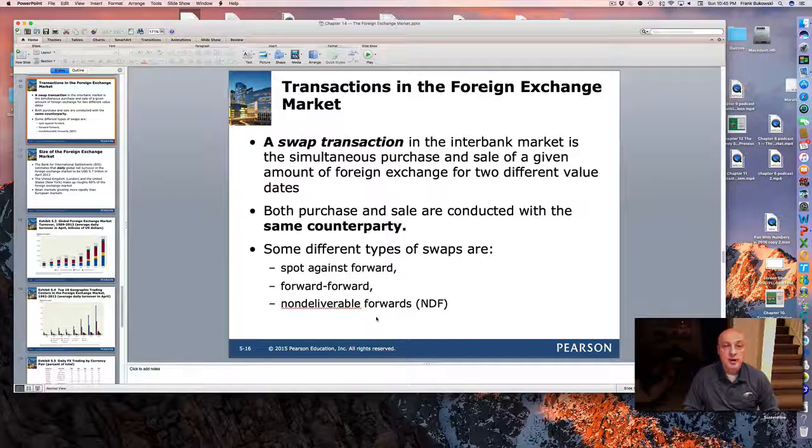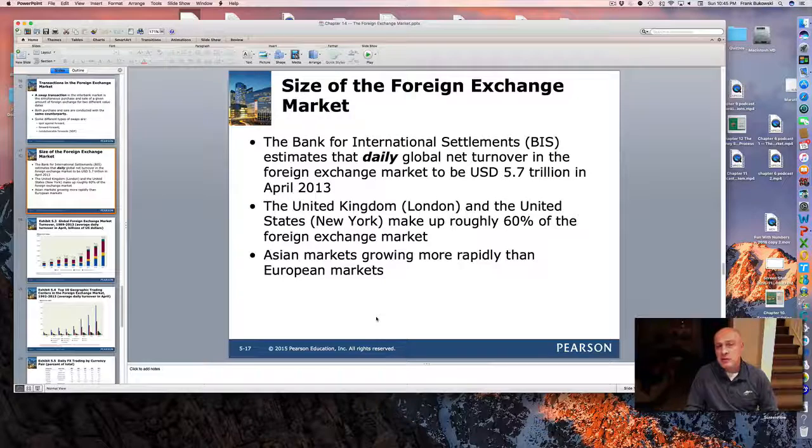How big is the foreign exchange market? Well, as of April of 2013, the daily global net turnover is about 5.7 trillion US dollars a day. That's huge. We're looking at 2017 today. It's going to be upwards of this 5.7 trillion amount. The United Kingdom and the United States make up roughly 60% of the foreign exchange market, so just those 2 countries. However, the Asian markets are growing more rapidly than the European markets.